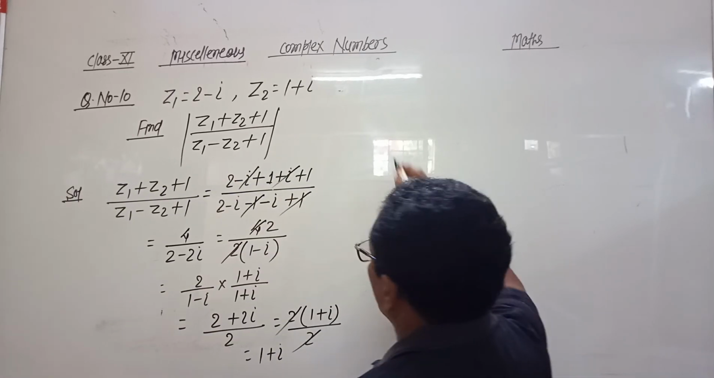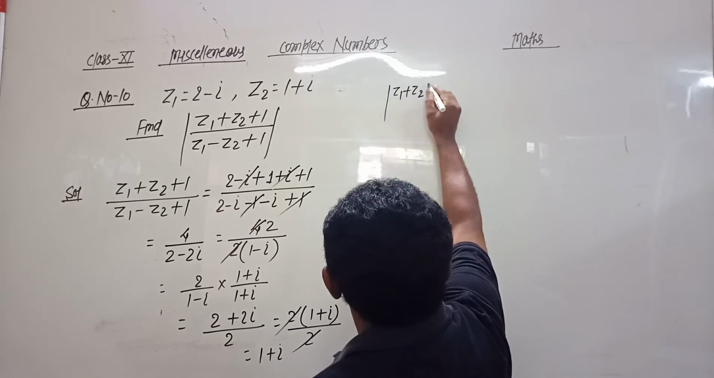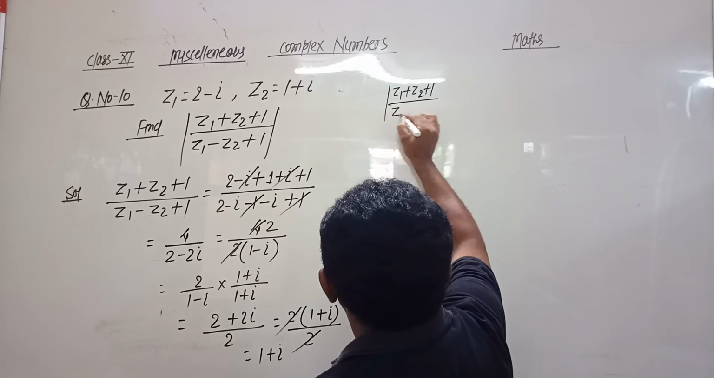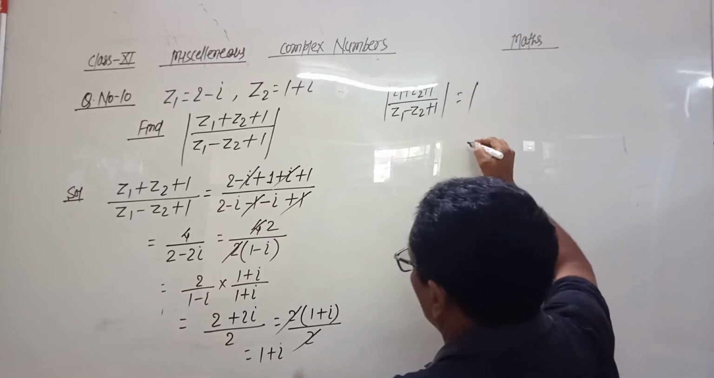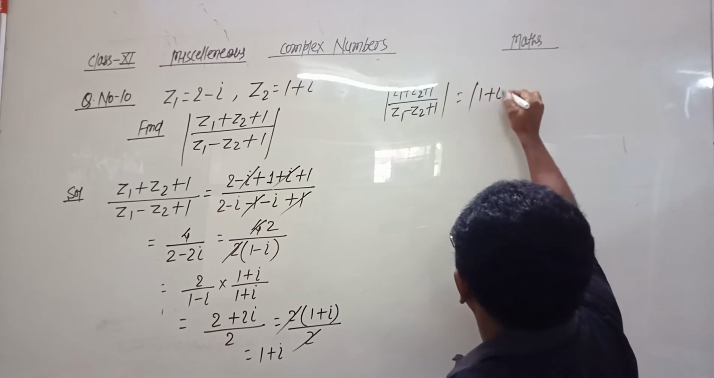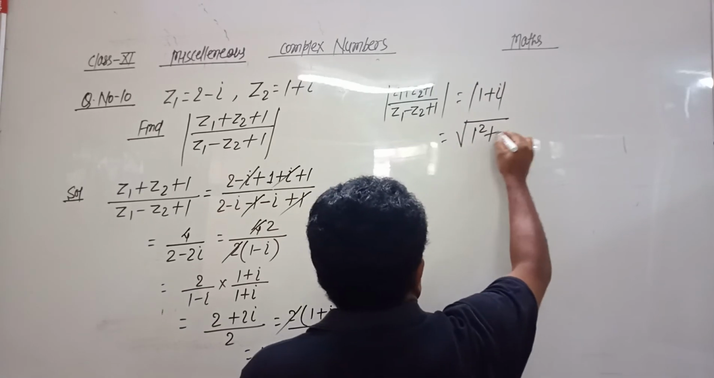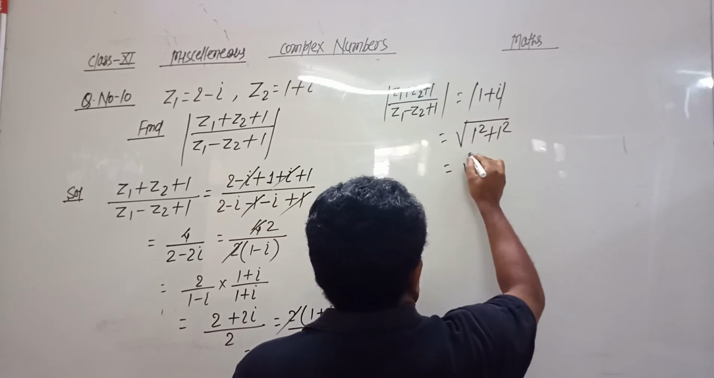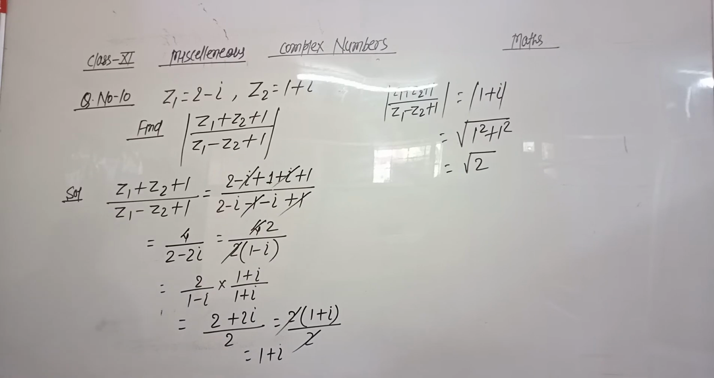Now the modulus of (Z1 plus Z2 plus 1) upon (Z1 minus Z2 plus 1) means the mod value of 1 plus iota. So the square root of the sum of the squares of the real part and imaginary part, we get the answer root 2. Now question number 11.